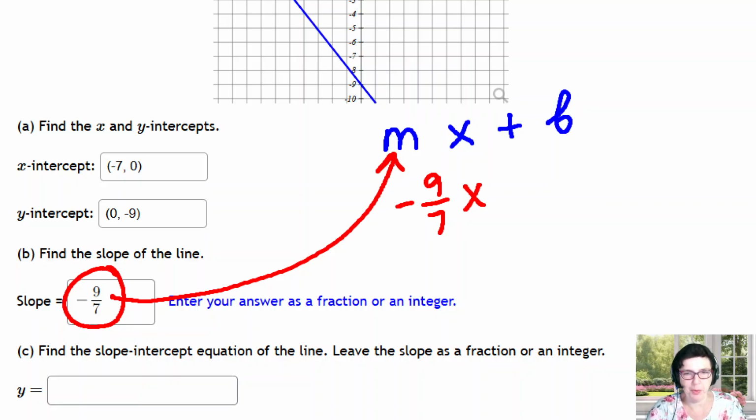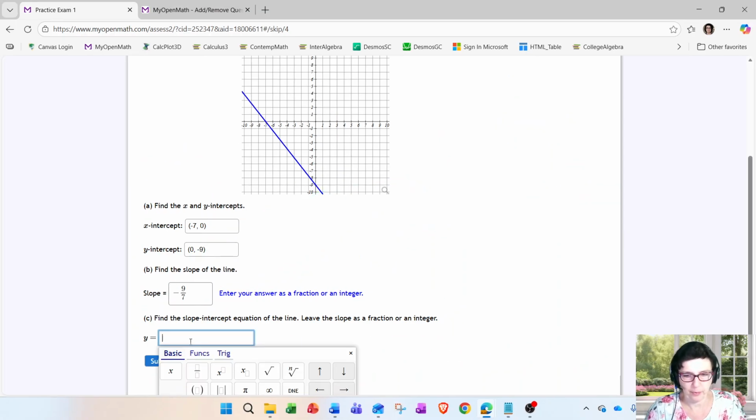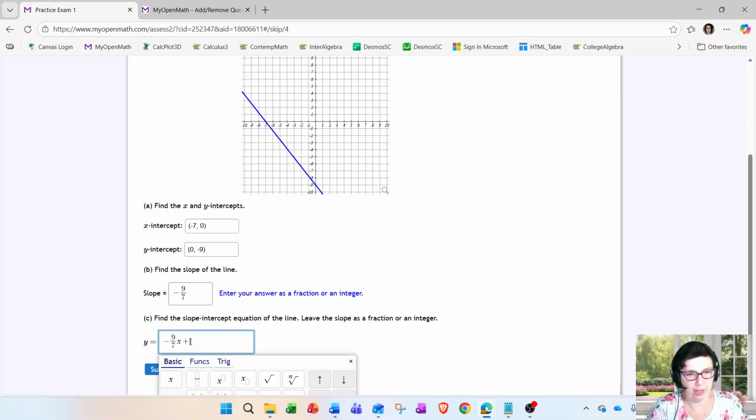But what is b? B is the y-intercept, just the y-coordinate, not the whole point. So this is going to be this guy, and that's going to replace the b. So this is going to be plus, and b is negative 9. Well, the plus minus, we can just write as minus, since adding a negative is the same thing as subtracting. So we get negative 9 over 7x minus 9. Okay, let's check our answer. Minus 9. Oops, and I don't have an x. Now I do.